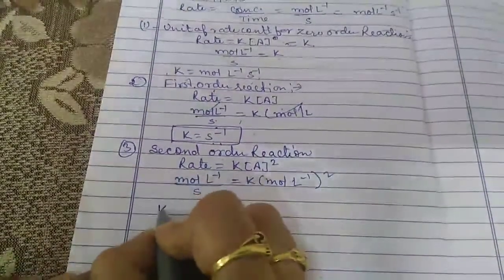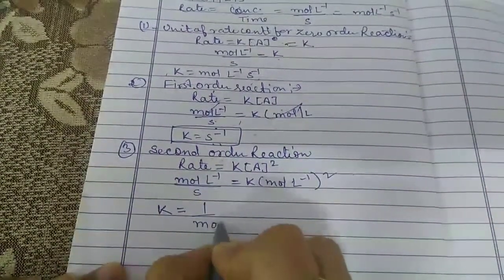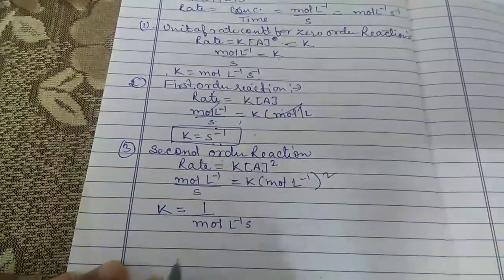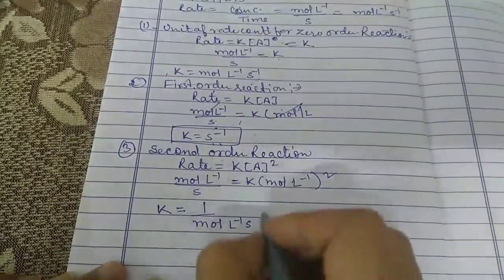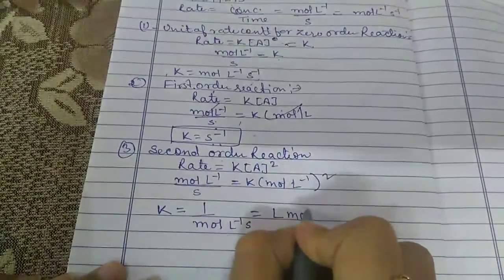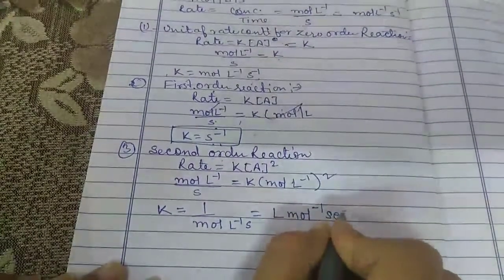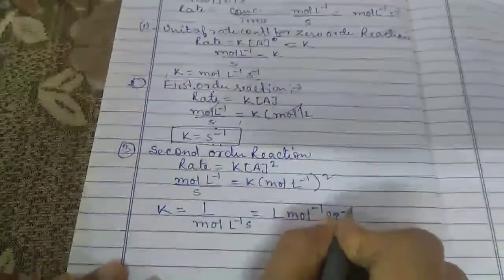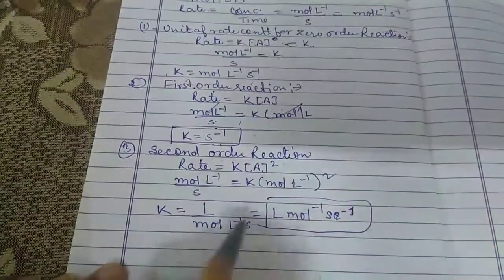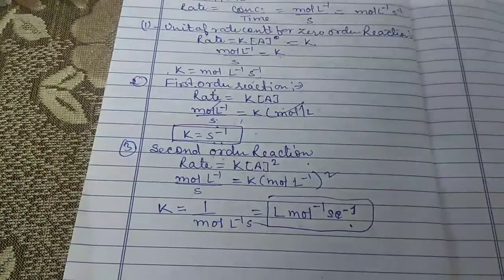So at last we get K is equal to 1 upon mole per liter, second, which is equal to liter per mole per second. So this is the unit of the rate constant for the second order reaction.